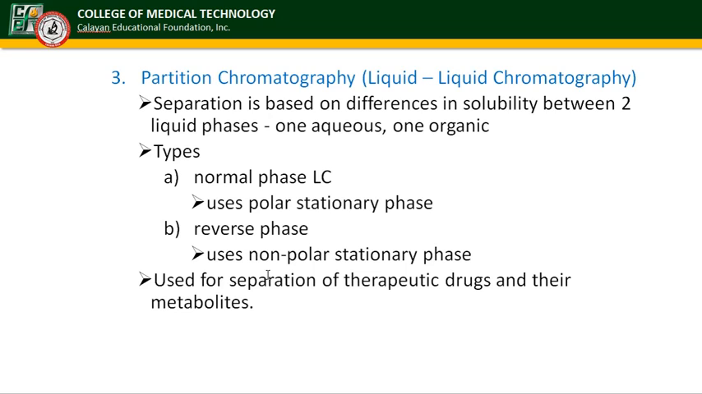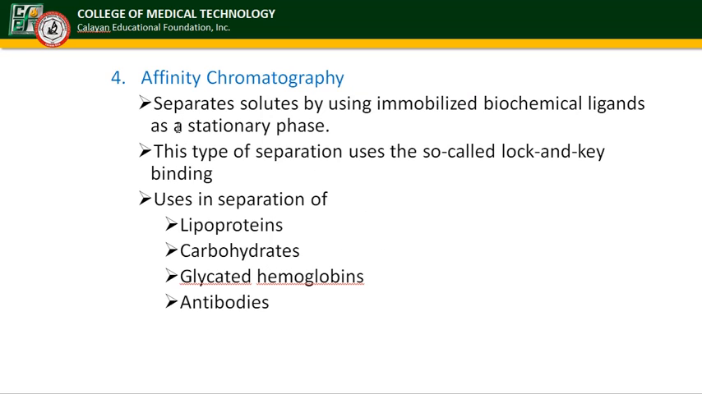Next is partition chromatography or liquid-liquid chromatography. So the separation is based on the difference in solubility between two liquid phases, one aqueous and one organic. So types niya is either normal or reverse. So normal phase liquid chromatography uses polar stationary phase and reverse uses non-polar stationary phase. They are used for separation of therapeutic drugs and their metabolites.